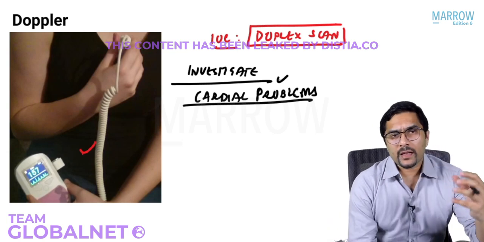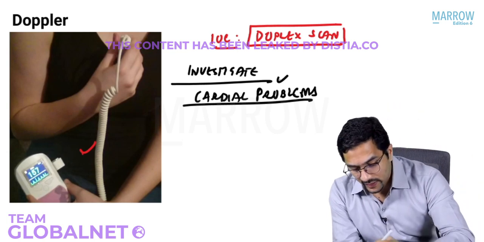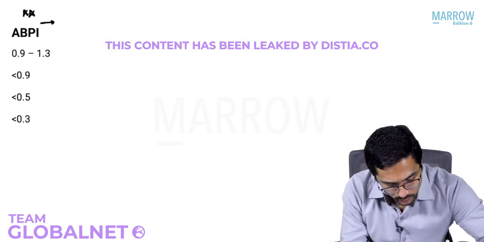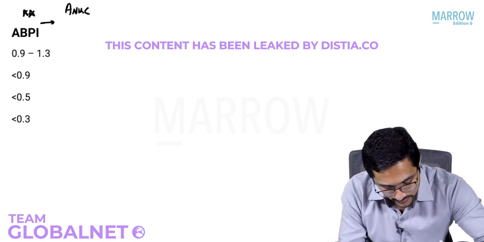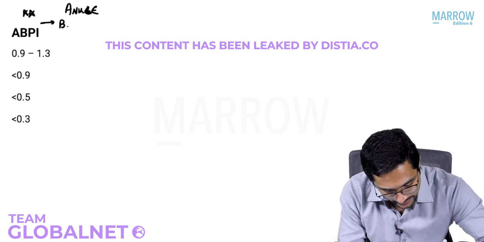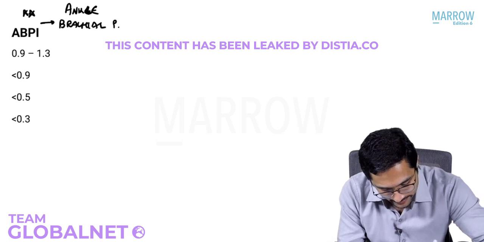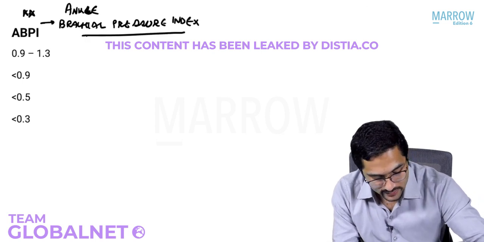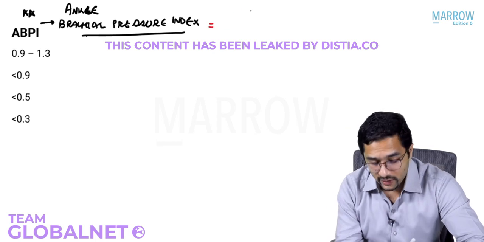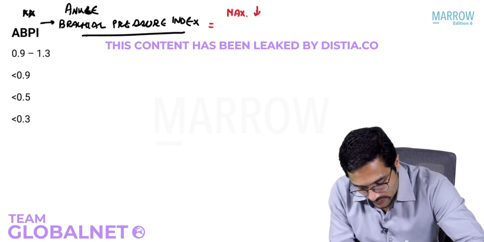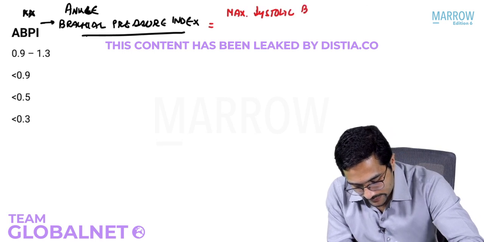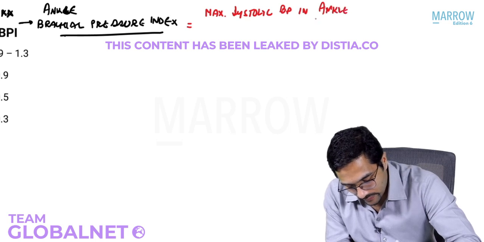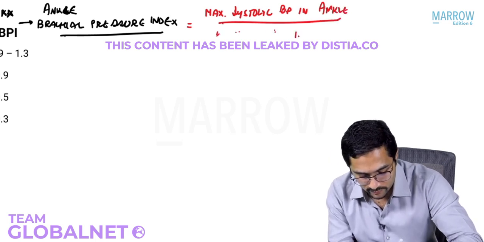Now, by using the Doppler and by measuring the blood pressure, we can also measure one very important thing here, and that is ABPI. ABPI is super important for the exam. This is ankle brachial pressure index. Ankle brachial pressure index is defined as the maximum systolic BP at the ankle, divided by the maximum systolic BP in the arm.